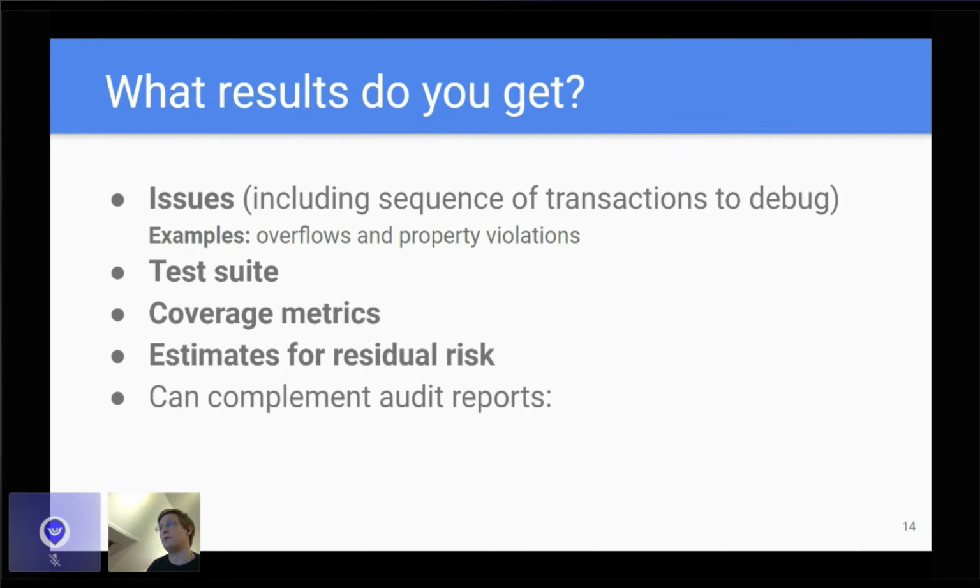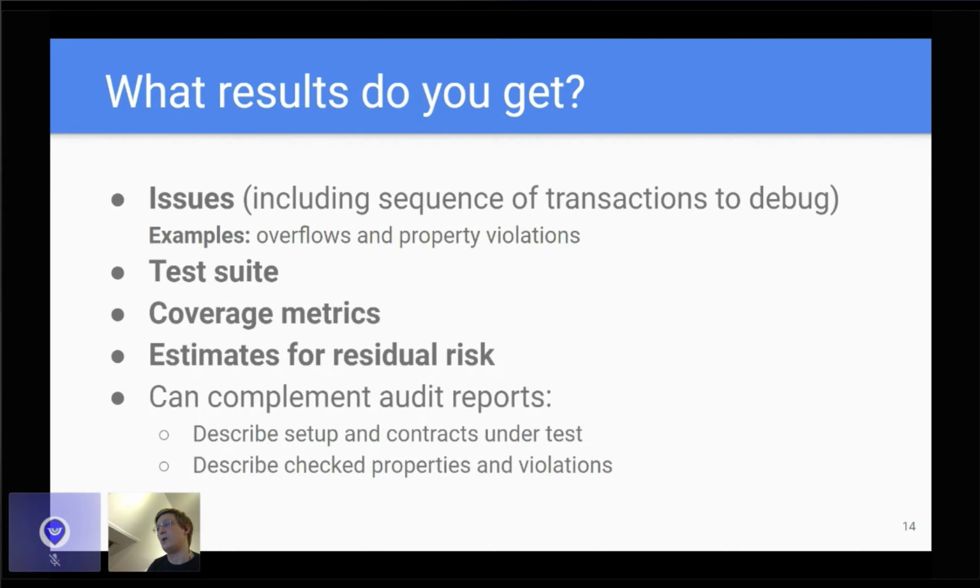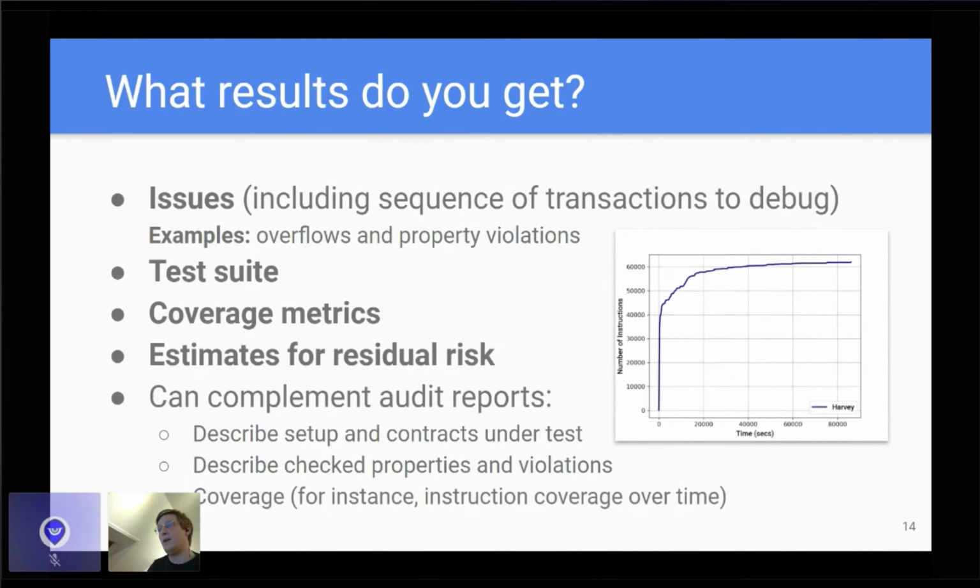These results can help to complement an audit report. So for instance, typically what we do is we describe how we set up the contracts and which contracts we selected to fuzz. We also describe usually what properties we checked and whether any violations were found. And finally, you might also get some coverage numbers. For instance, you can see a graph over time of the number of instructions that were covered by Harvey here. And as you can see, they flatten out after a while, and this is usually a good indication that you actually explored the system fairly thoroughly.